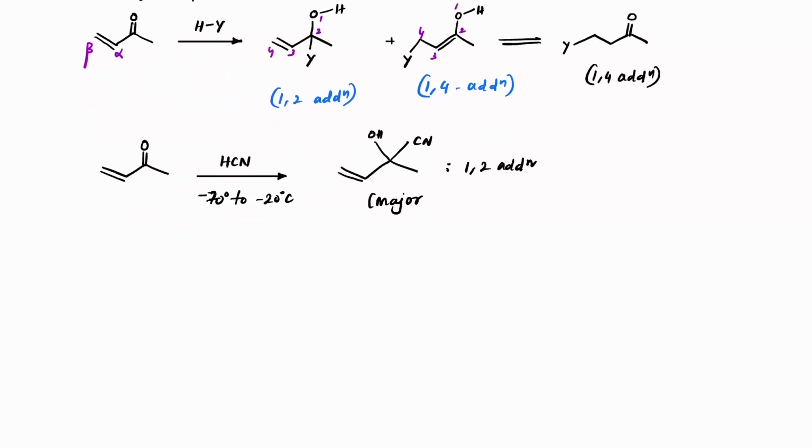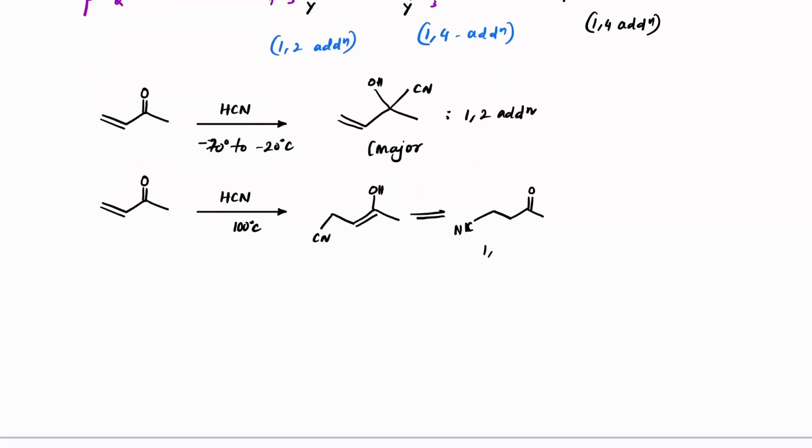While if I take the same reaction but keep the temperature around 100 degrees Celsius, in that case you will have OH with a double bond here and cyanide, which will get tautomerized to get the ketone here and cyanide here this way. So this is 1-4 addition.